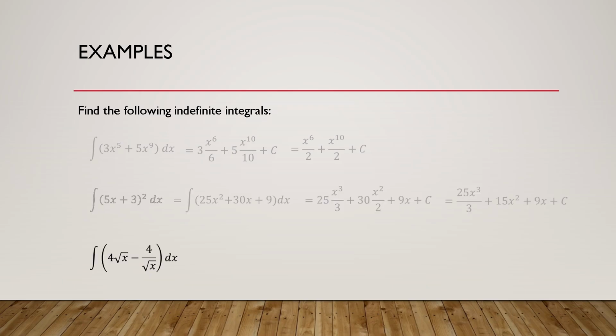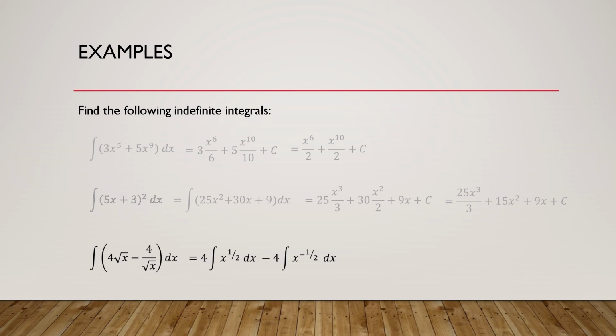The integral of 4 times the square root of x minus 4 over the square root of x dx. Here, let's split the integral, move the constants in front of the integral signs as described in the constant multiple rule, and express the roots as exponents. This way we can visualize the exponent rule more easily.